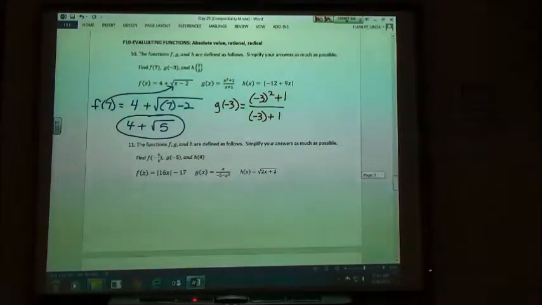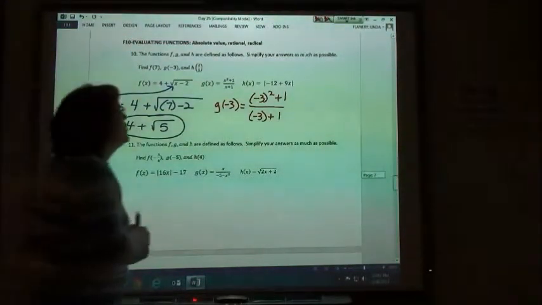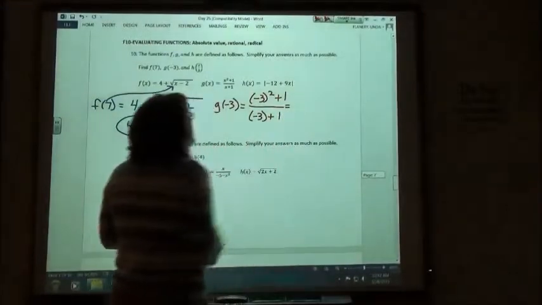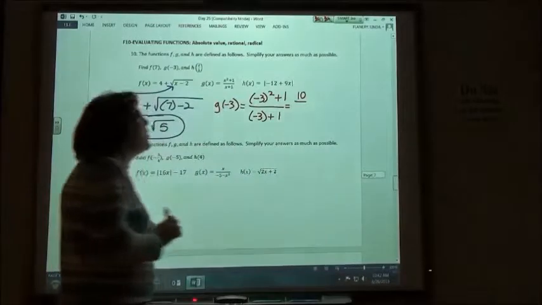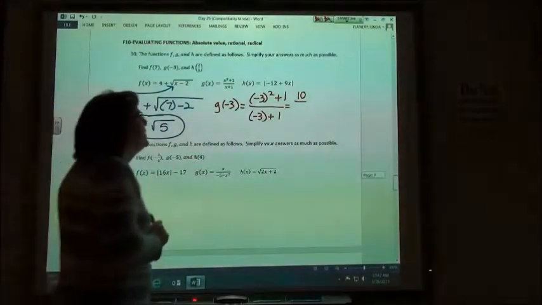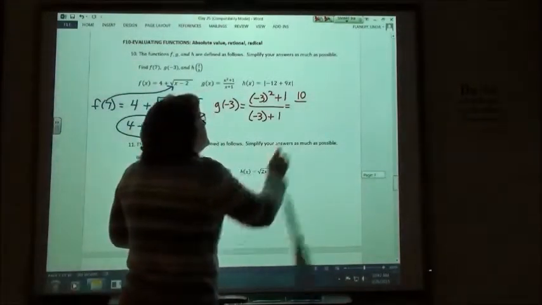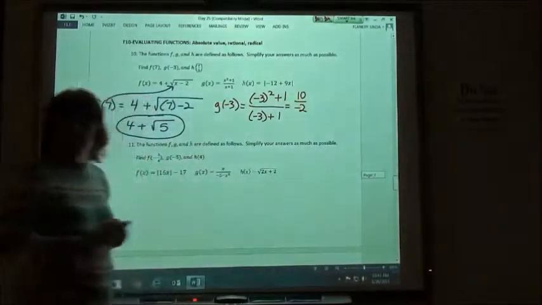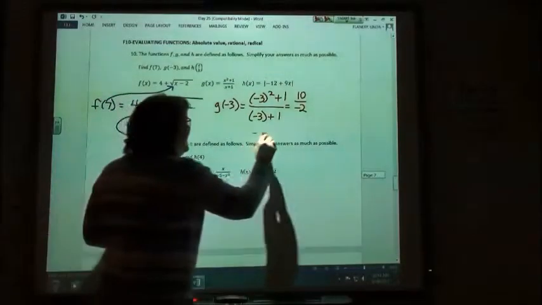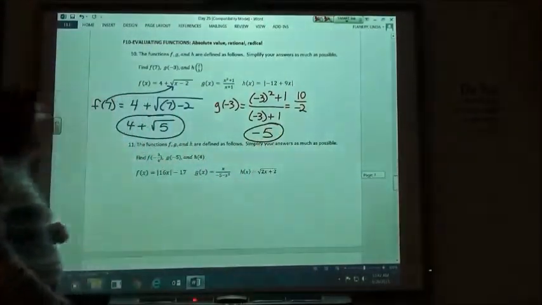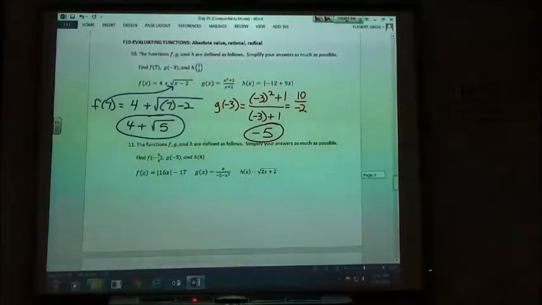Now this one you could probably use your calculator on, but you'd have to do the top number and the bottom number separately. You can't do the whole thing at once. If you do negative 3 squared plus 1, you would get 10. And on the bottom, if you just do negative 3 plus 1, you get negative 2. 10 over negative 2 we can simplify into negative 5. So negative 5 is going to be my answer on that one.